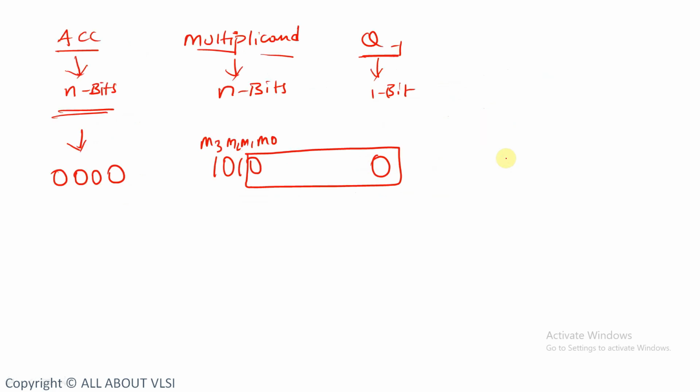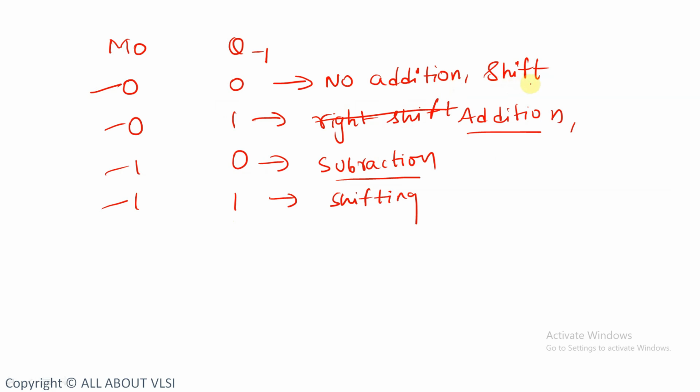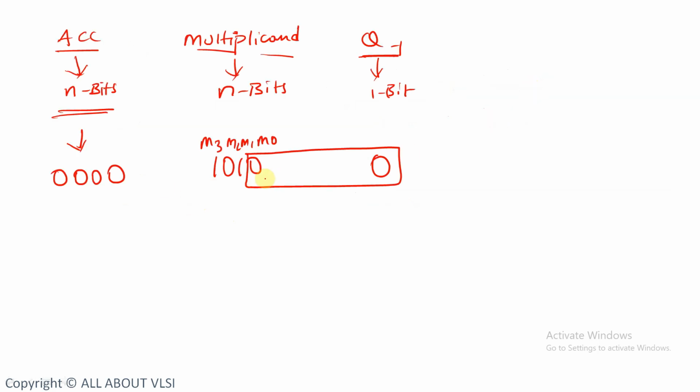So by considering this, let's see what we should do. Here we have 0 0, so we can refer to this table, that is, we should just shift the bits. From the accumulated bits onwards, we are going to shift them. So we will get all zeros here, and this will be shifted over here. This will be shifted to the left, sorry, right. 0 1 0.